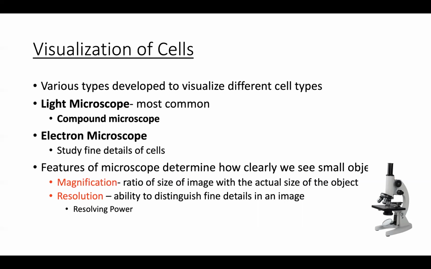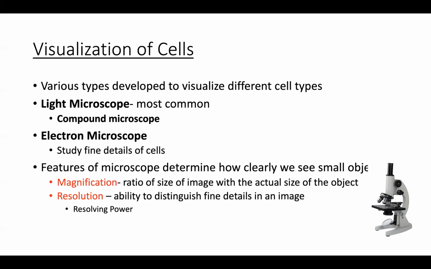There are other more specialized types of scopes that are available for studying more fine details of cells and structures, such as the electron microscope. All right. And so there are features of the microscope that will determine how clearly we can see very small objects, okay? And so there are two features here that we're concerned with when we're using a microscope, which is magnification and resolution, all right?